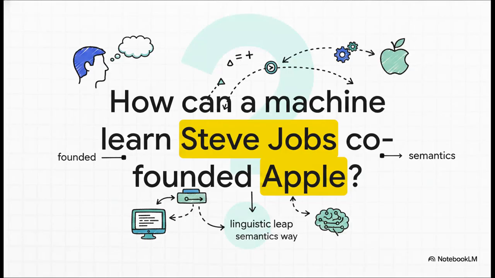So, think about the statement, Steve Jobs co-founded Apple. For us humans, boom, the connection is instant, right? We know Steve Jobs is a person, Apple is a company, and the relationship is obviously that he helped start it. But think about the massive linguistic leap required for an algorithm to do that automatically. How on earth does a computer link the entity Steve Jobs to the entity Apple without just seeing a string of completely meaningless characters? To pull that off, it absolutely needs a systematic, mathematical way to understand grammar and semantics.